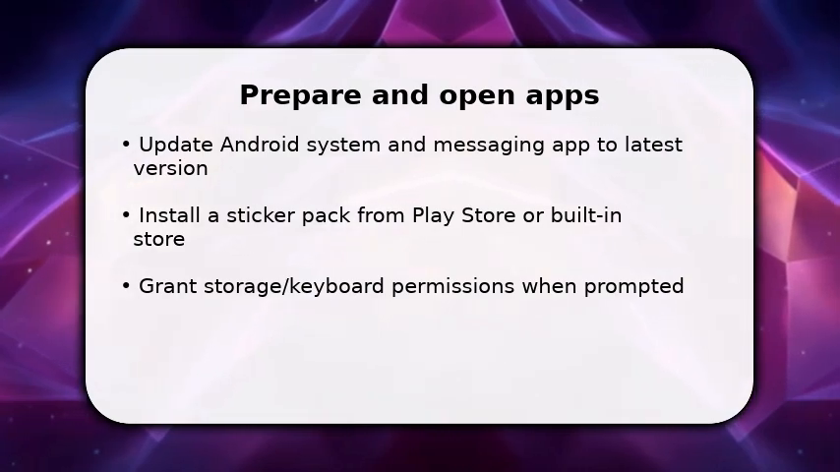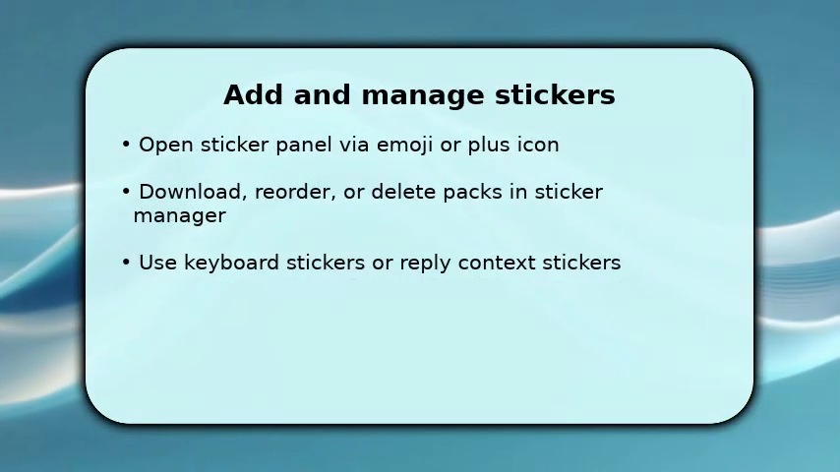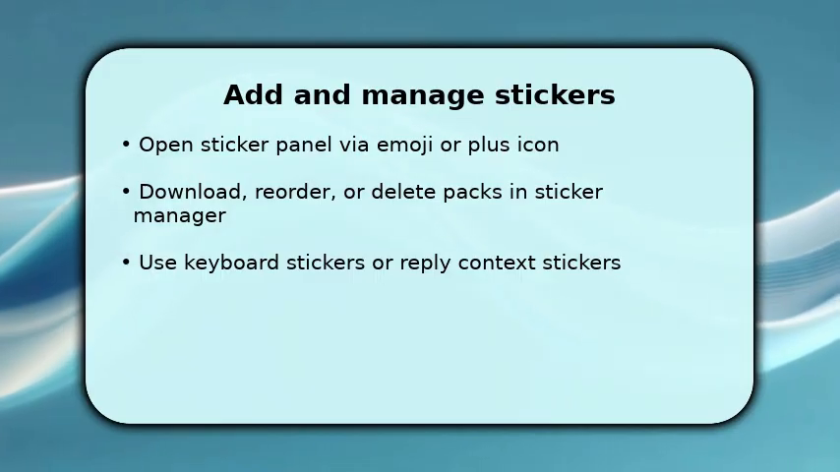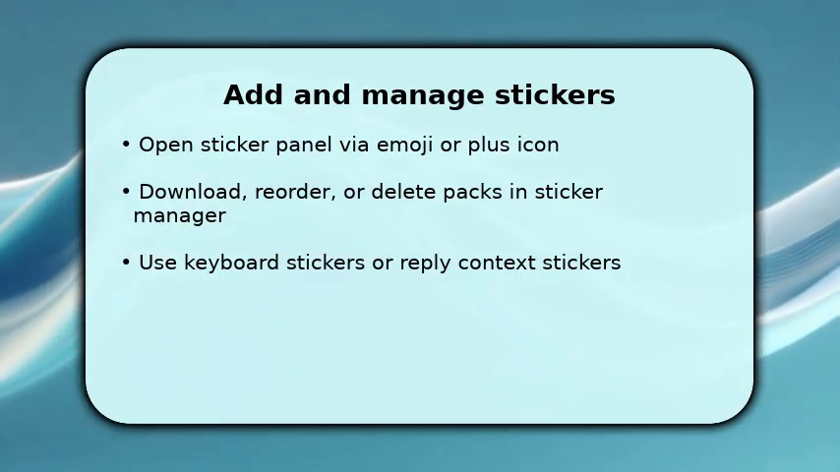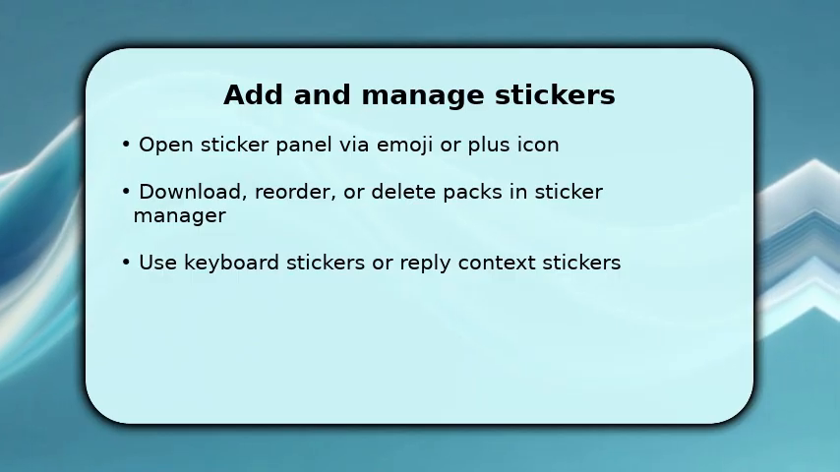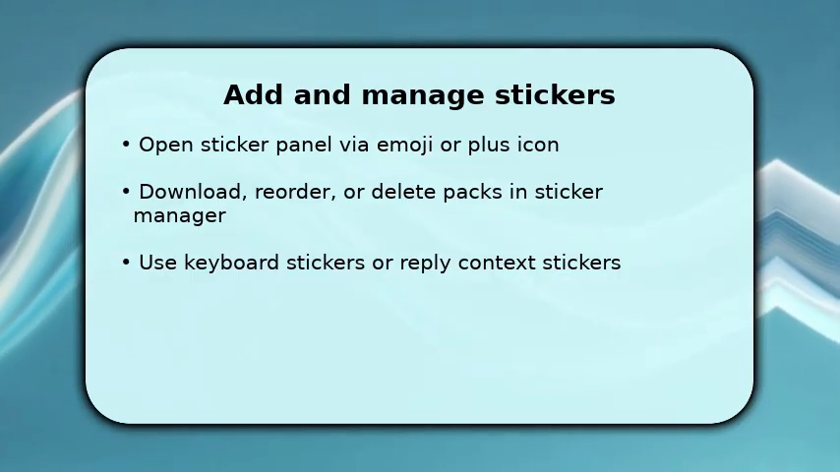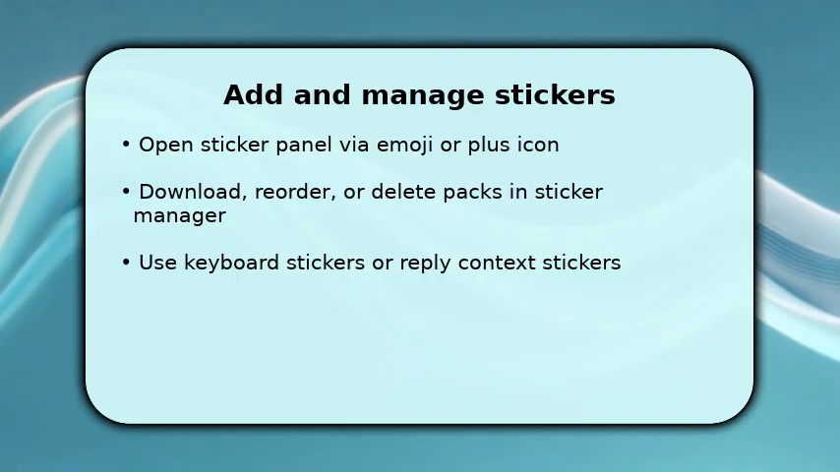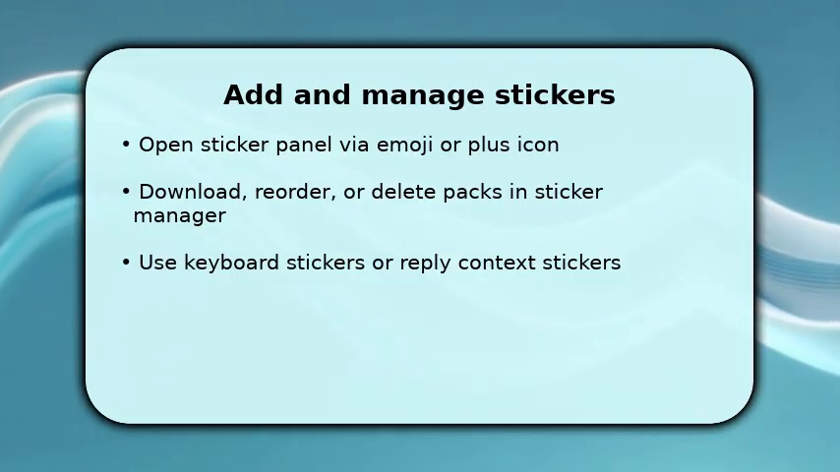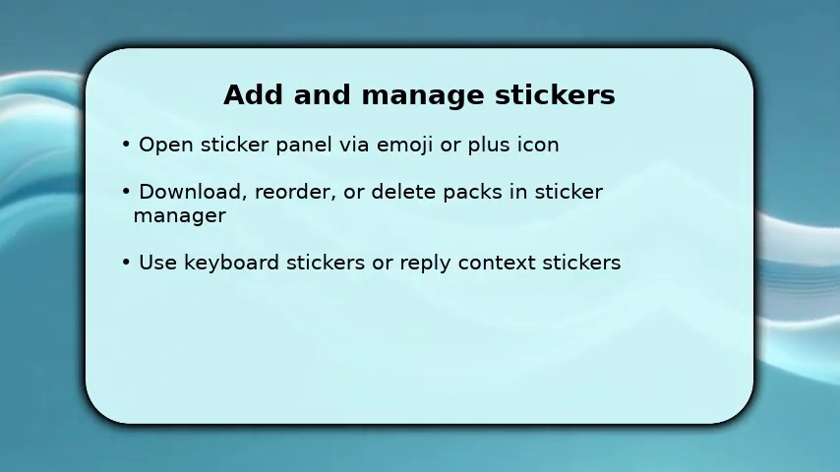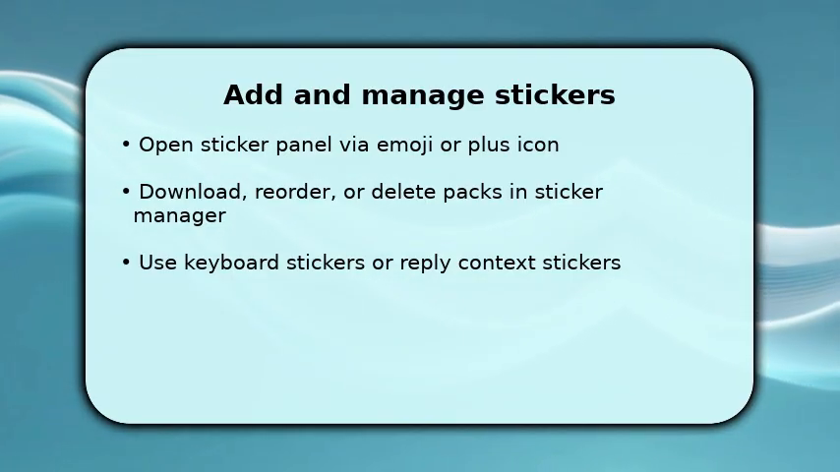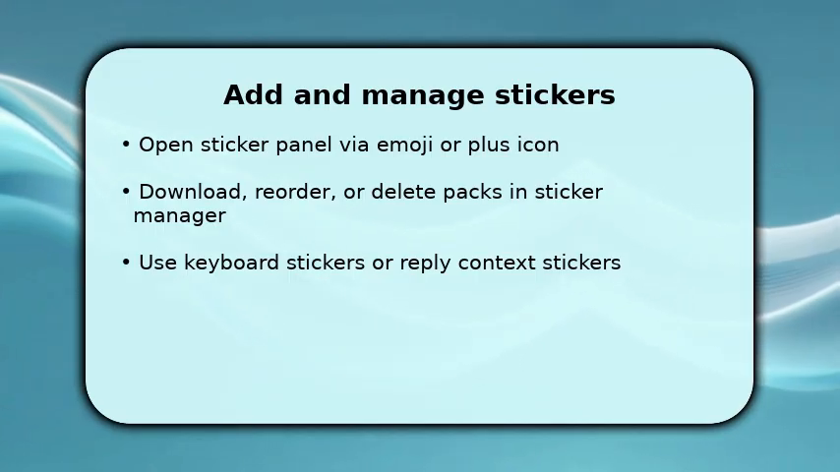Move to adding and using them next. Now you add and organize stickers. You open the sticker panel through the emoji button or a plus icon, then download any packs you want. If the app supports management, tap the settings or manage option to reorder favorite packs, remove unused ones, and check for updates. Make sure the keyboard plugin is enabled if you prefer typing to sticker shortcuts.